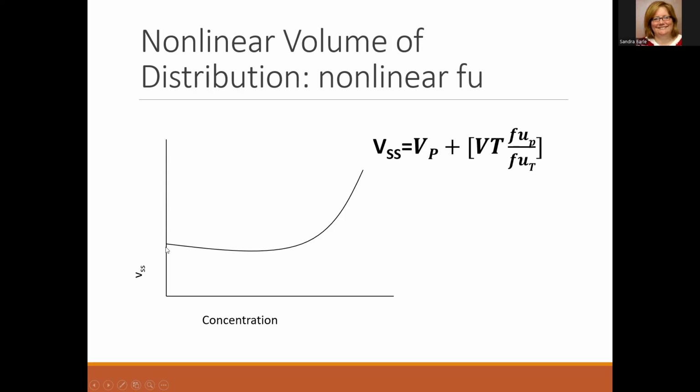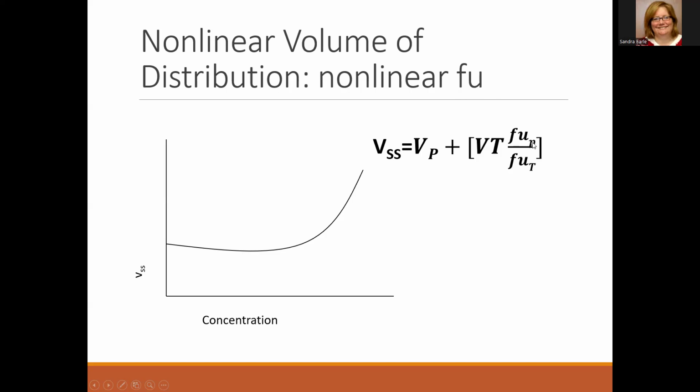Again, I apologize for this swoop. It should be straight across. So we know that the volume of distribution is equal to the plasma volume plus the tissue volume. Sorry, this should be subscript. I thought I did that, but I guess I didn't. Times the fraction unbound in plasma over fraction unbound in tissue. So volume of plasma, volume of tissue times the fraction unbound in plasma over fraction unbound in tissue.